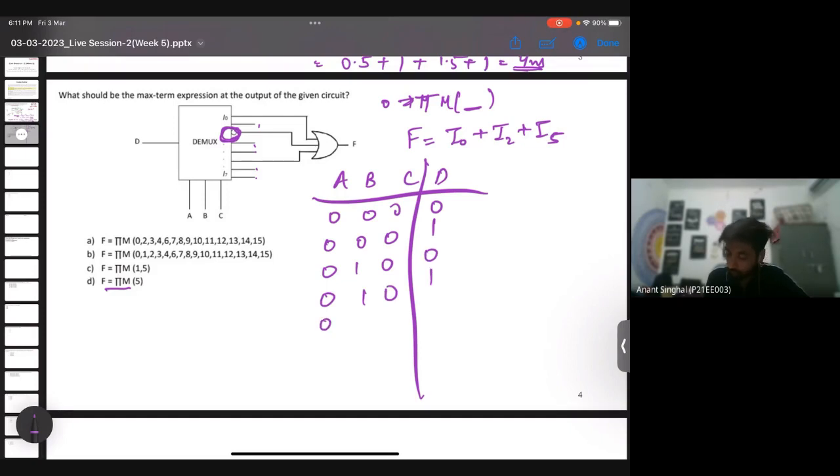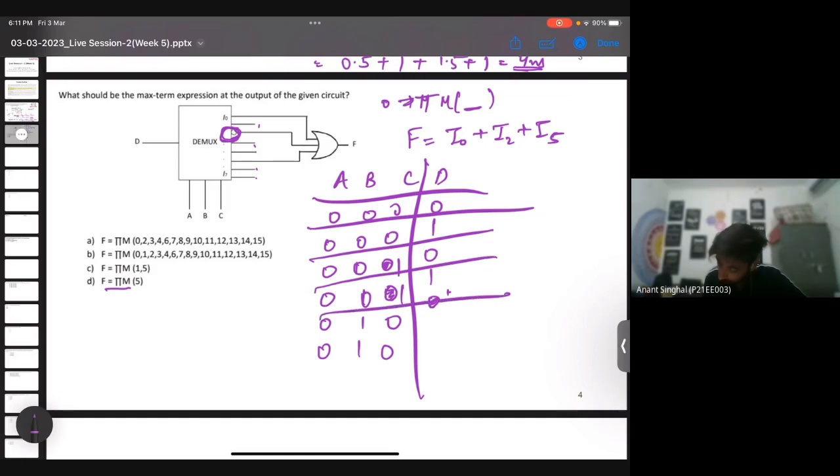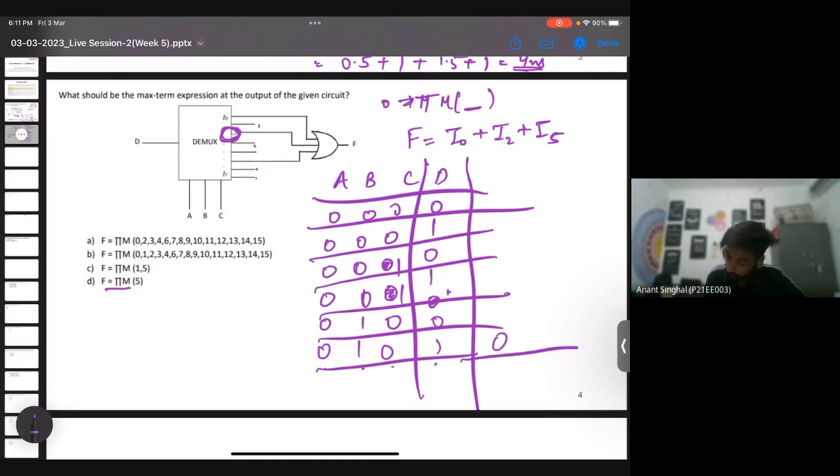Then similarly, oh sorry, this will be 0 0 1, and then 0 1 0, D will have again 0 1. My bad. We know that for I2 it is given that a NOT will not be considered. So if I take 0 1 0 1, if D is 1, then only the term will be 0. Else all the cases will be 1, because it is a demux. So output F everywhere will be 1 except this term.